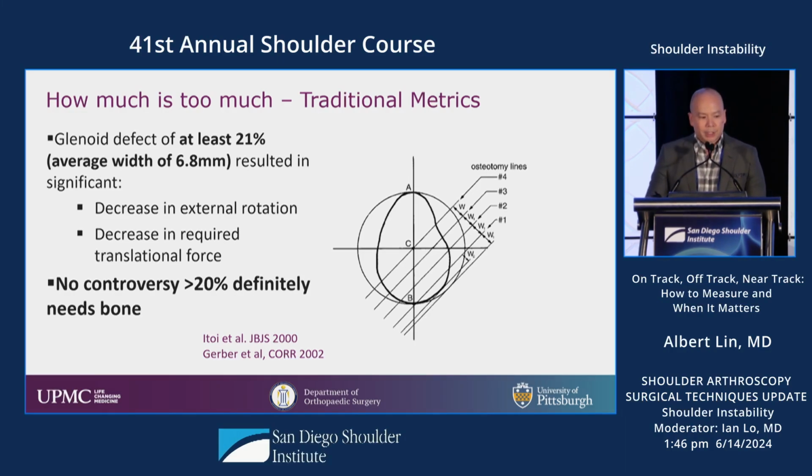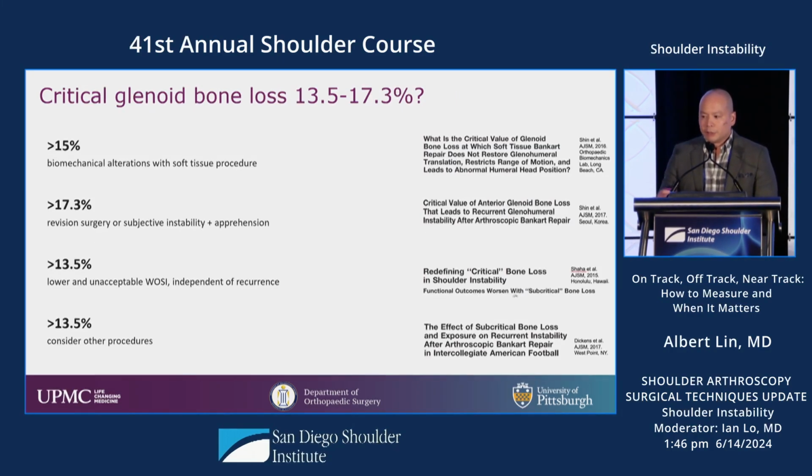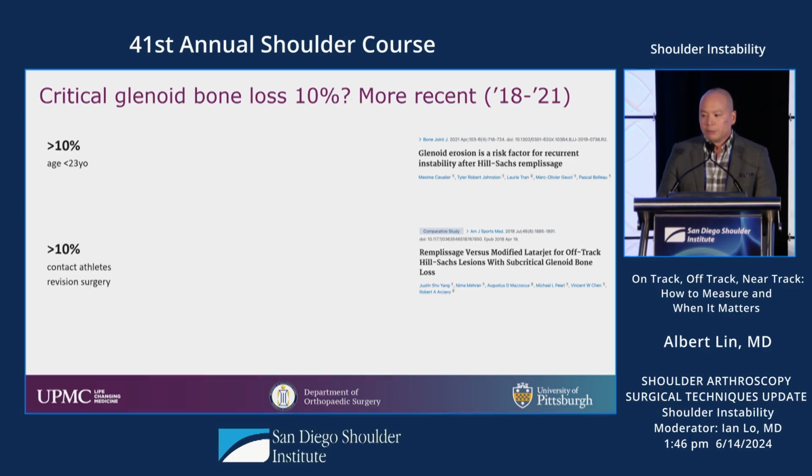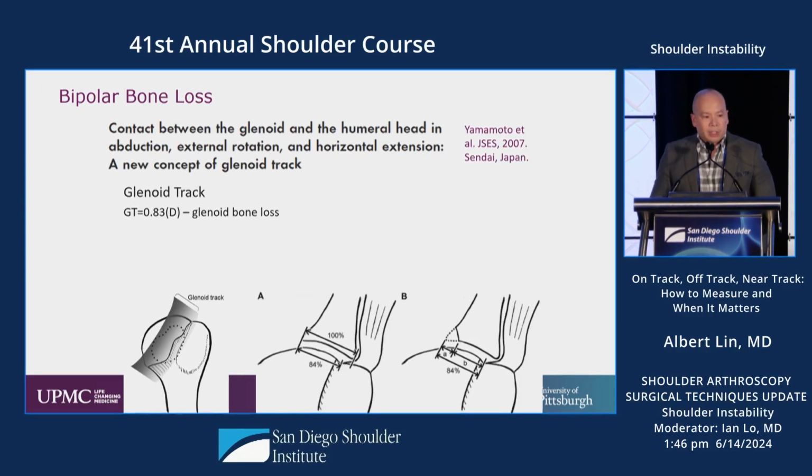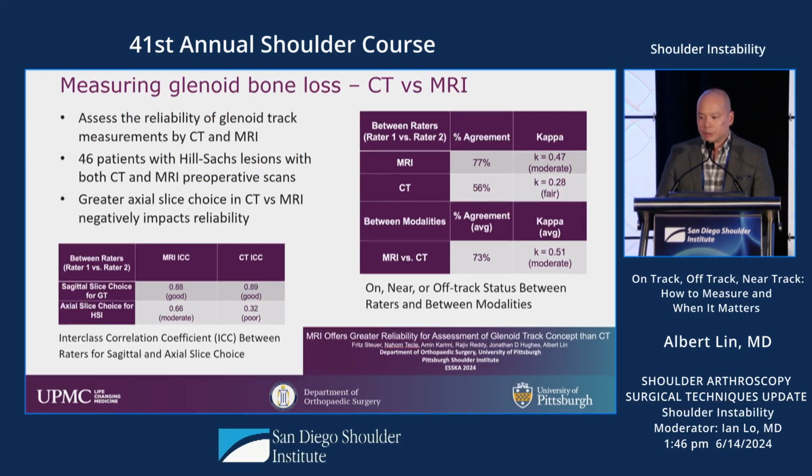I think there's no question that if you're over 20% bone loss, you need a bone reconstruction. That value maybe is anywhere between 13.5 to 17.3%, depending on really what literature you read. And then maybe even more recently, there is an even more subcritical threshold at 10% if you factor in demographics and risk factors. We know that we should really consider bipolar bone loss, including the glenoid track, and I think most of us understand how to make those calculations. There's less written about how to measure the glenoid track.